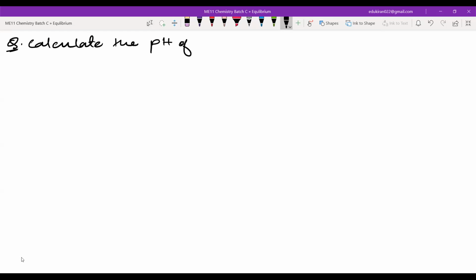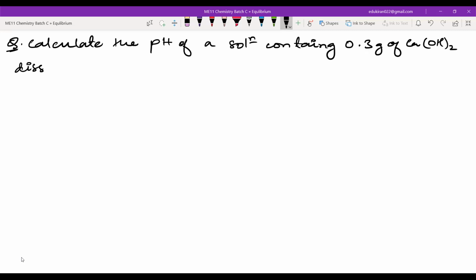Calculate the pH of a solution containing 0.3 grams of Ca(OH)2 dissolved in 500 ml of solution. Okay. So how are you going to solve this?